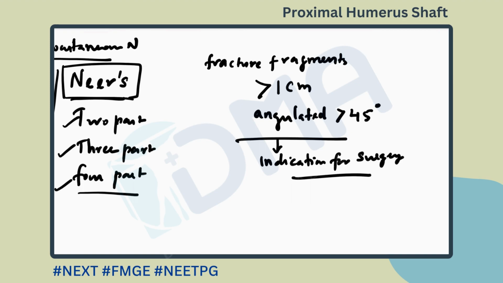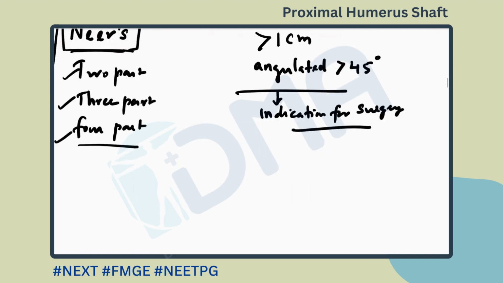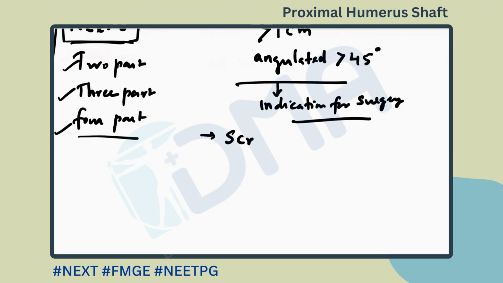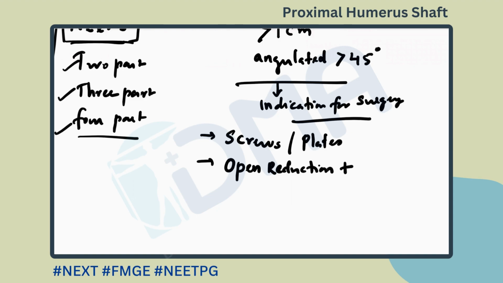And what are the various methods to do surgeries? Usually, we use screws and plates to fix the fracture. You open the fracture and reduce it, so it is called open reduction. So you open the fracture and fix it internally, so it is called internal fixation.